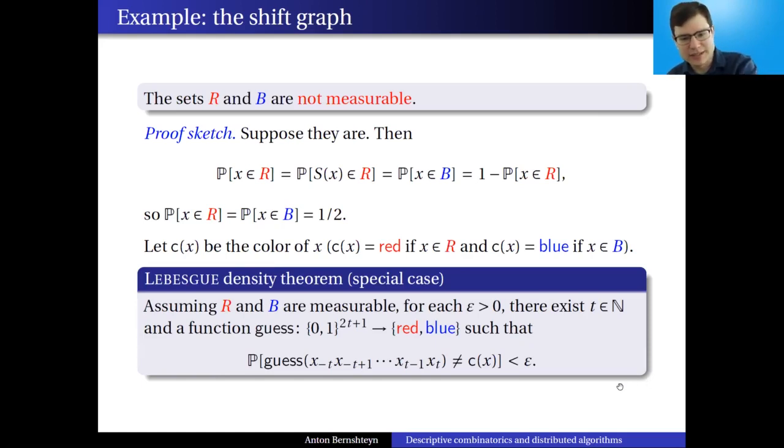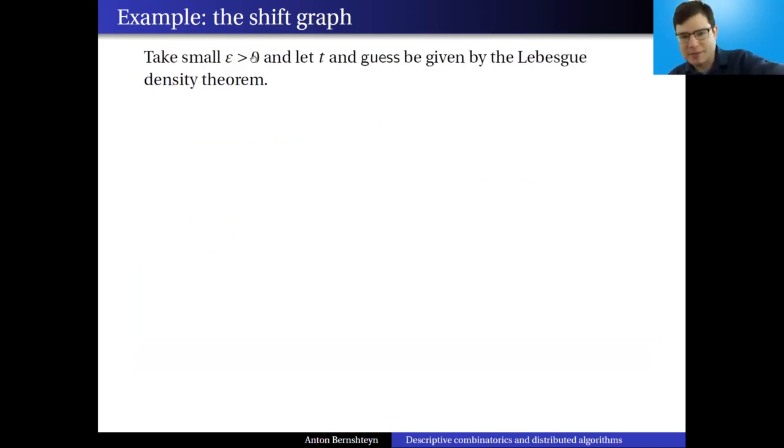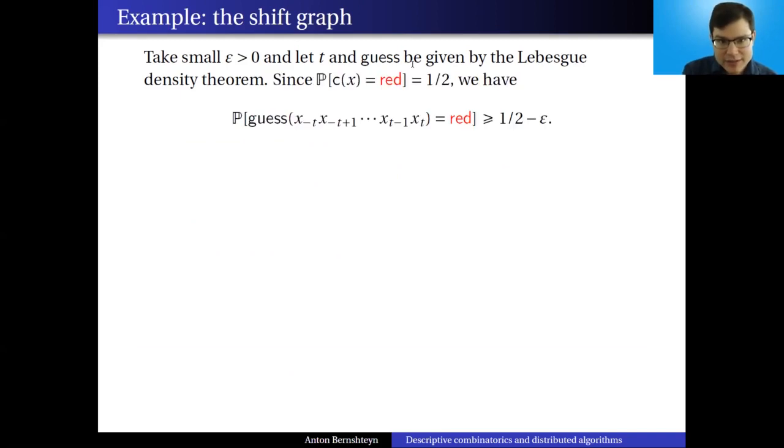All right. So armed with this, we can finish the argument. Take a really small epsilon. We'll see how small we need it, and let t and guess be given by the Lebesgue density theorem with this epsilon. So guess is this guessing function. What are the odds that we're guessing that the color is red? Well, the probability that the color actually is red is 1/2, and we are only wrong in our guess with probability less than epsilon. So the probability that we're guessing red has to be at least 1/2 minus epsilon. Of all of those red points, at least this often we have to guess the color to be red.